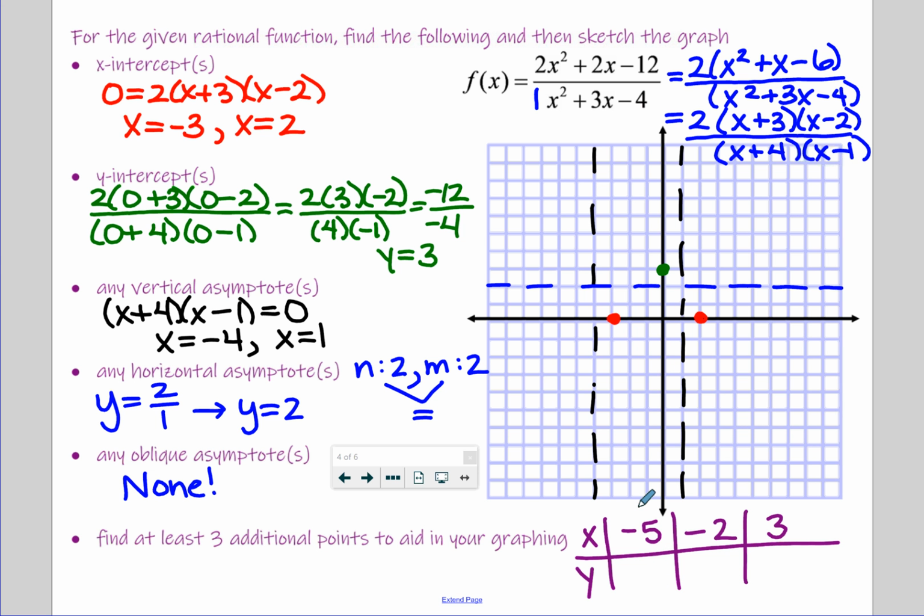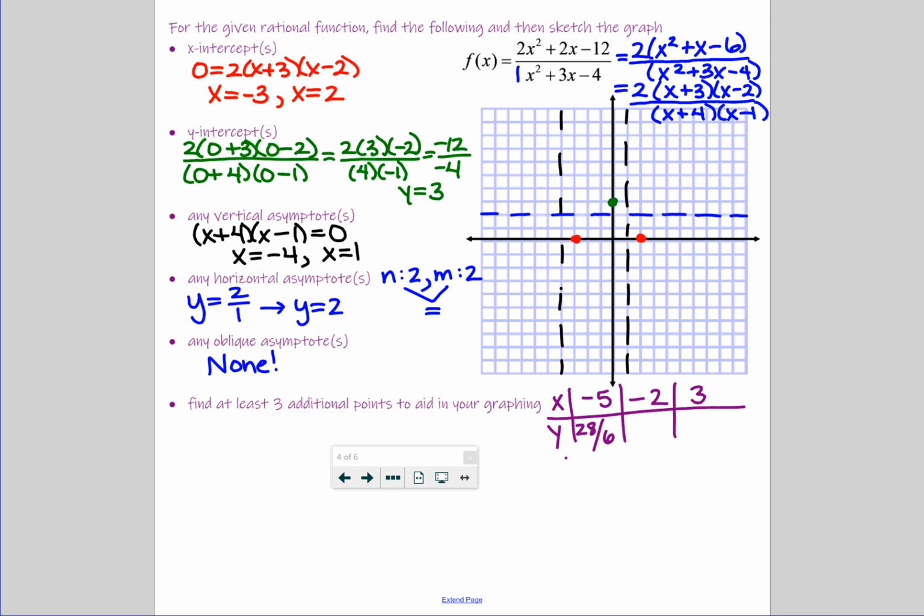I'm going to do the numerator and denominator separately, and then I'll reduce it if I need to. So if I plug -5 in the numerator, -5 squared, and of course you guys can use your calculator, -5 squared is 25 times 2 is 50. Then I'll have a -10, so that's a 40, minus another 12, that gives me 28 in the numerator. Denominator, -5 squared is 25. Then I'll have a -15, which is 10. -4 gives me 6. And that does reduce a little bit. 28 over 6, those are both divisible by 2, gives me 14 thirds. And 14 thirds is, let's see, 4 2/3. So it's going to be like up here somewhere.